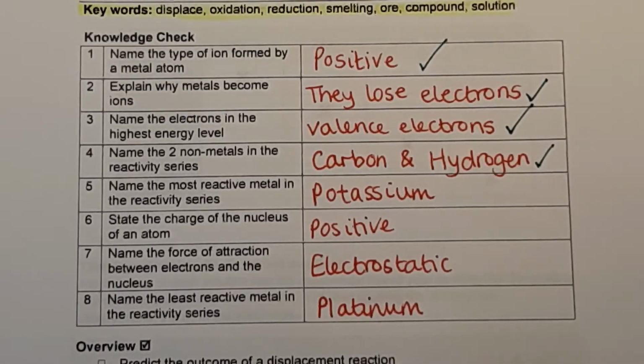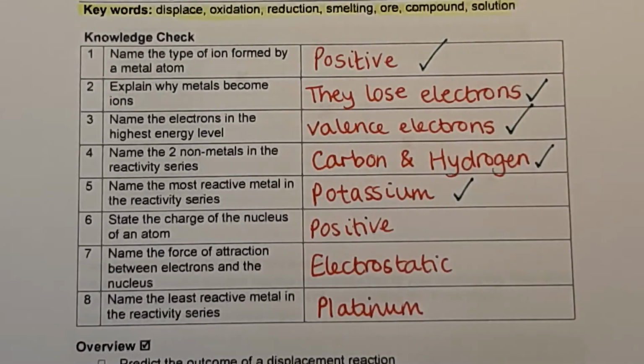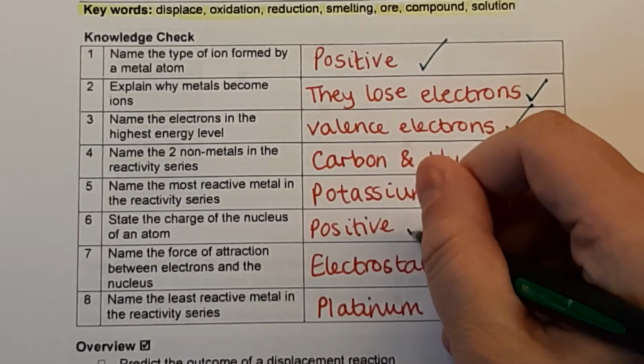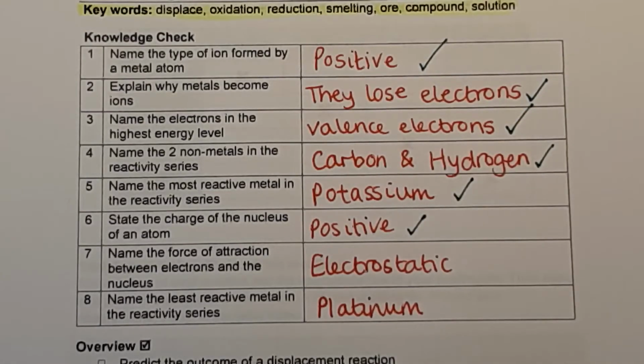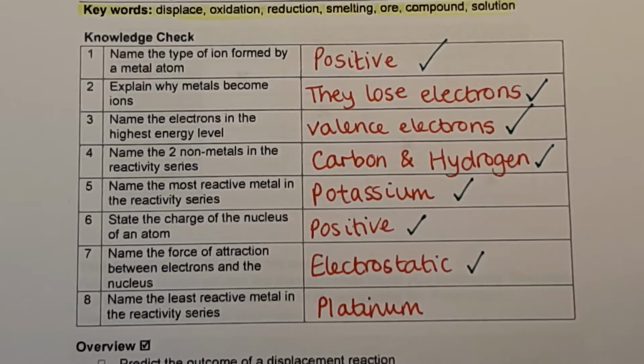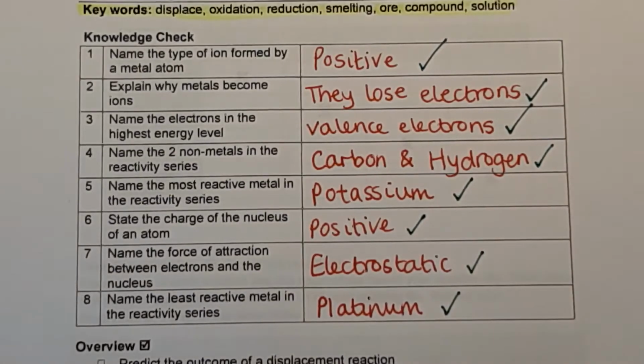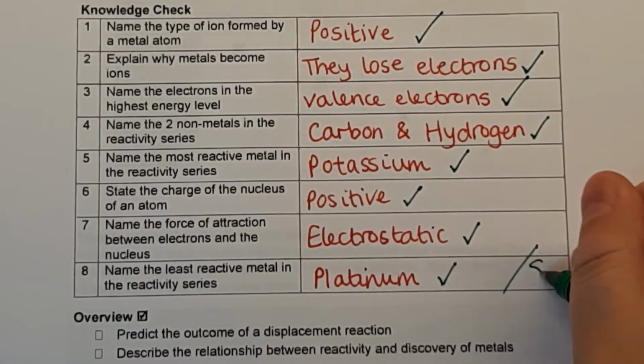Question 5. Name the most reactive metal in the reactivity series. That would be potassium. Question 6. State the charge of the nucleus of an atom. That would be positive. Question 7. Name the force of attraction between electrons and the nucleus. Electrostatic attraction. Question 8. Name the least reactive metal in the reactivity series. That would be platinum. So give yourself a mark out of 8 for this, please.